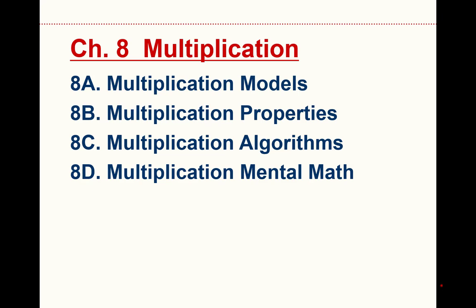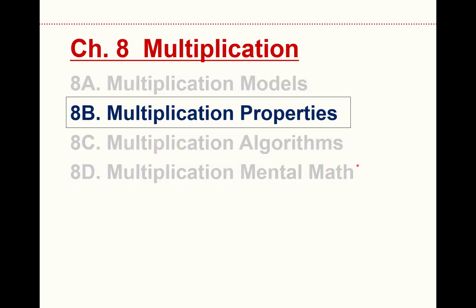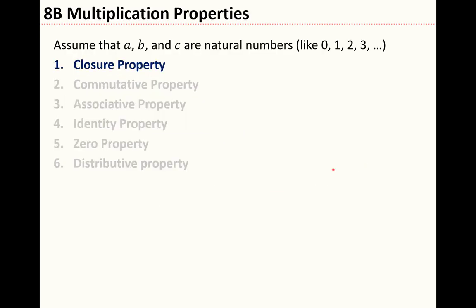Hello, we are continuing Chapter 8 on multiplication, and today we will cover multiplication properties. There are 6 properties that we'll cover. To begin, let's assume that A, B, and C represent natural numbers. Remember, natural numbers are things like 0, 1, 2, 3, 4, and so on. Sometimes they're also called the whole numbers.